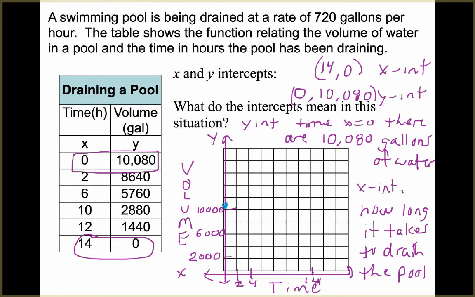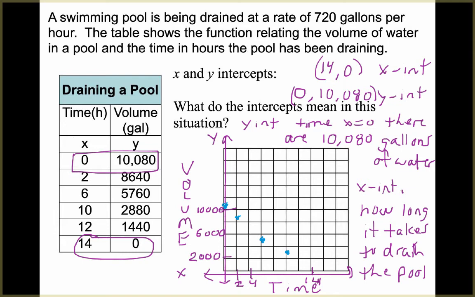So another reason why we have tables is we can't always graph directly at nice cross points. If we have a table, we know what our points are, even though we have to estimate where they are on the graph. So this is 8,640. We're going to be about a third of the way up between 8 and 10. Then we have 6 goes to 5,760. That'll be right around here. 10 goes to 2,880. We're going to be right around in the middle between 2 and 4.